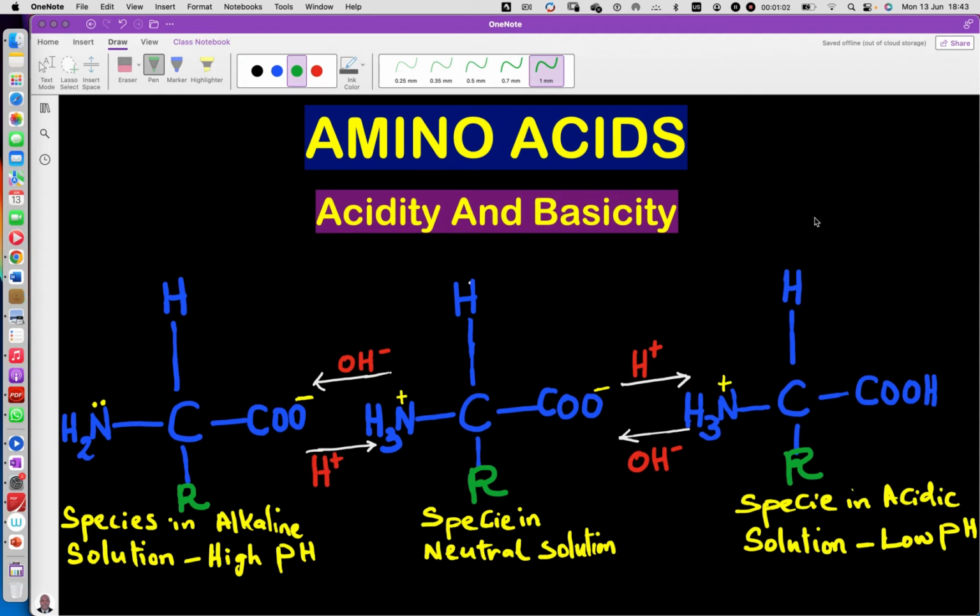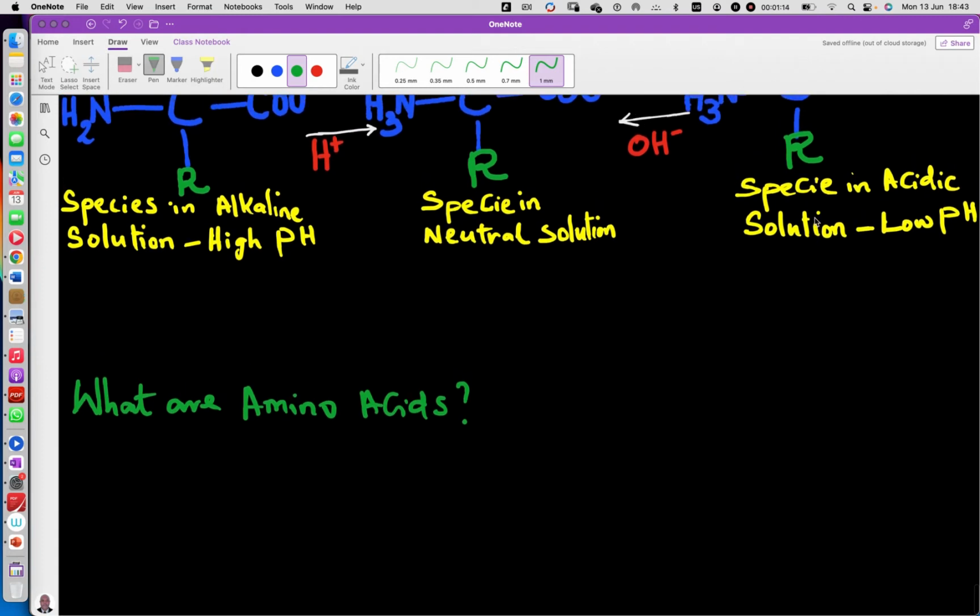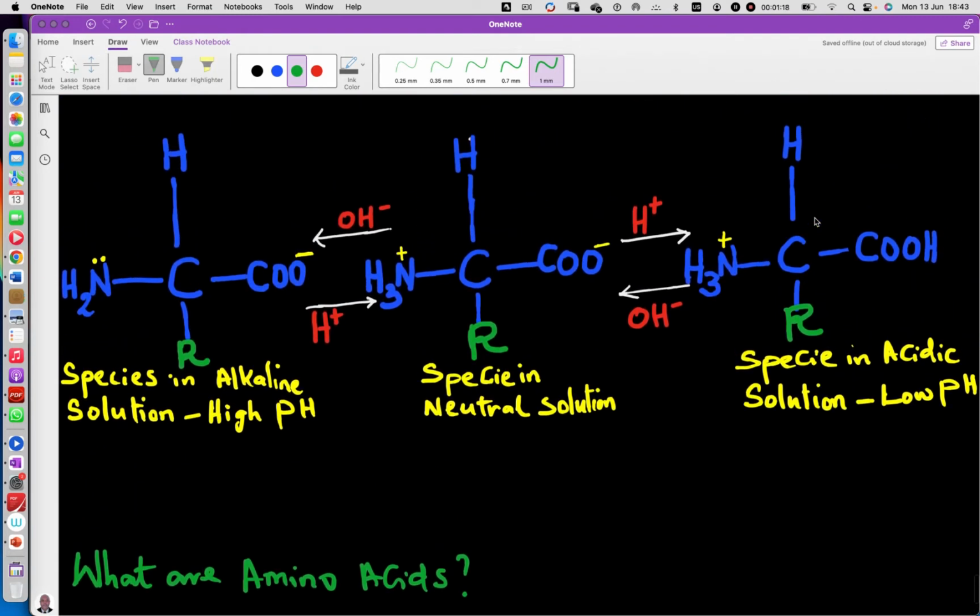Let's start straight away. What do you understand by amino acids? What are amino acids? From the word amino acid, we can define amino acids as organic compounds that contain both the amino and the carboxylate functional group, and are the building blocks for proteins.